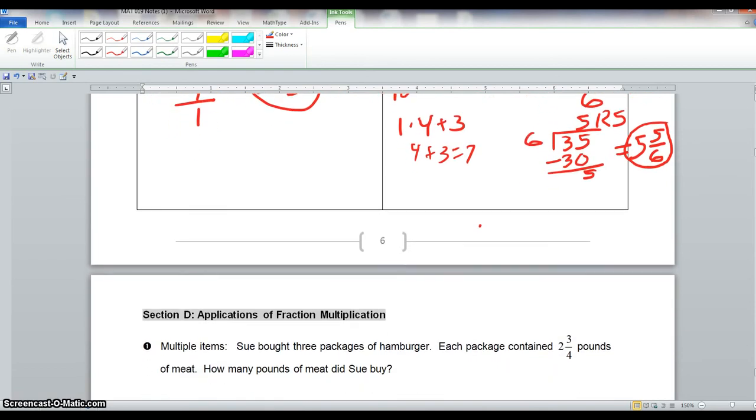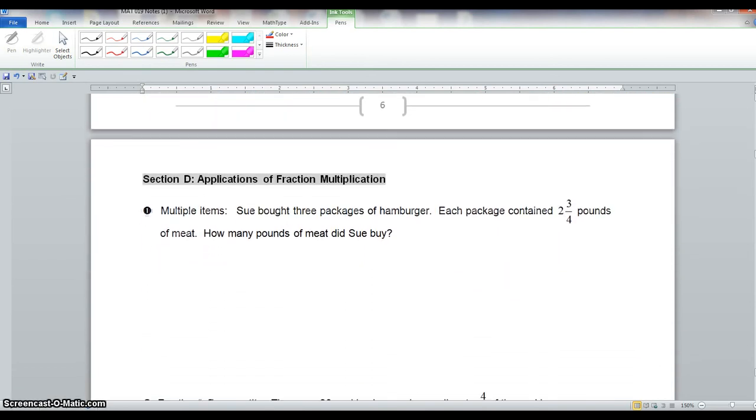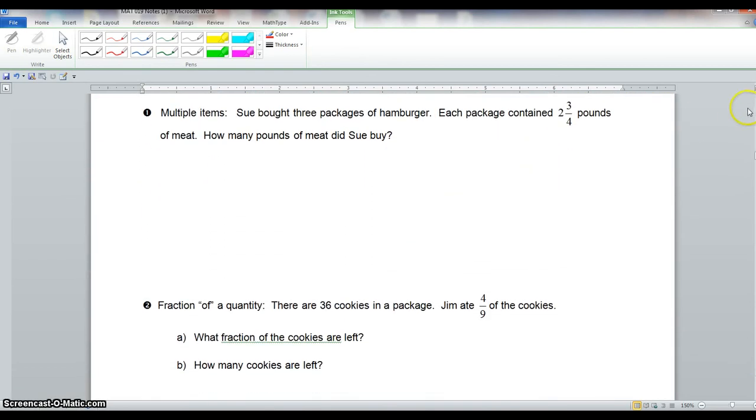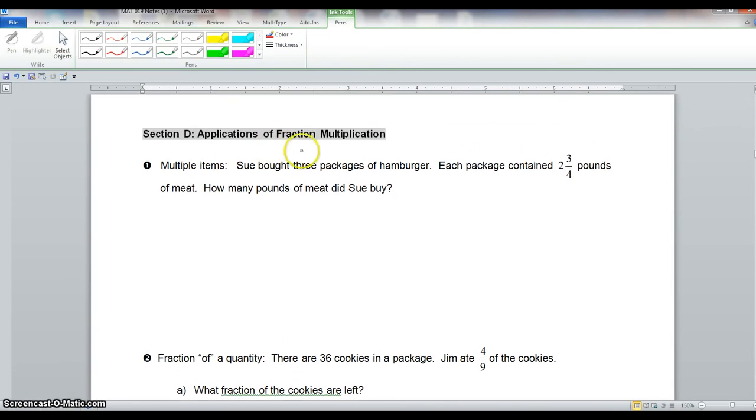Now, we go down here to section D. It says multiple items. It says application of fraction multiplication. Sue bought 3 packages of hamburger. Each package contained 2 3/4 pounds of meat. How many pounds of meat did Sue buy? So she bought 3 packages of hamburger, and each package contained 2 3/4 pounds of meat. So it'd be 3 times 2 3/4.